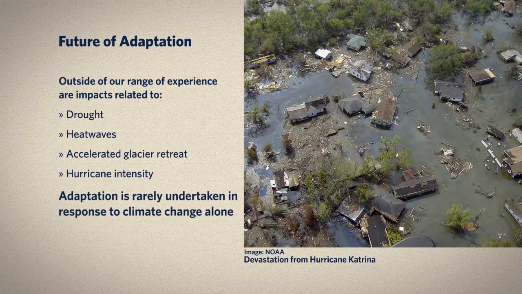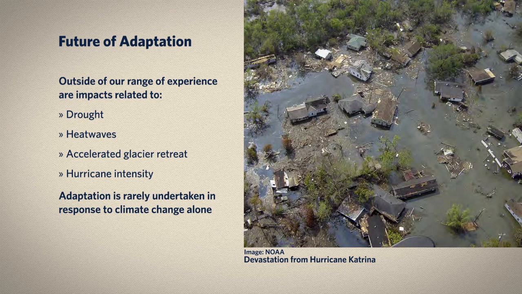So our ability to proactively adapt to climate change is constrained by our knowledge of the phenomenon of climate change, as well as the political will to take precautionary action and the public's perception of the risk. Partly as a result of this, adaptive actions are rarely taken in response to climate change alone, but rather in response to a constellation of impacts and vulnerabilities.